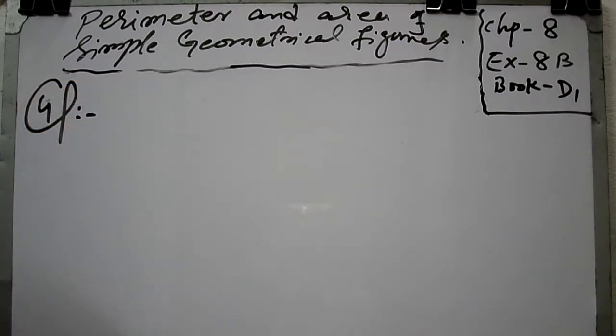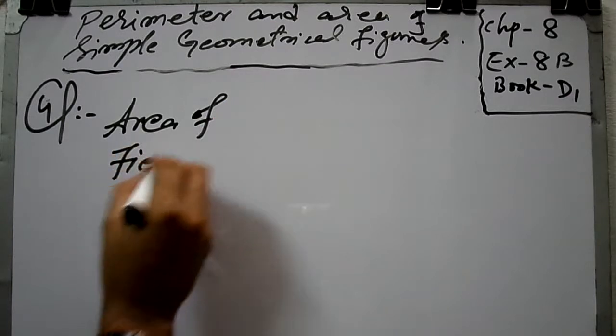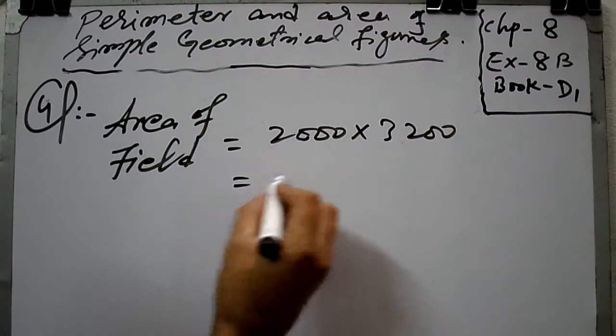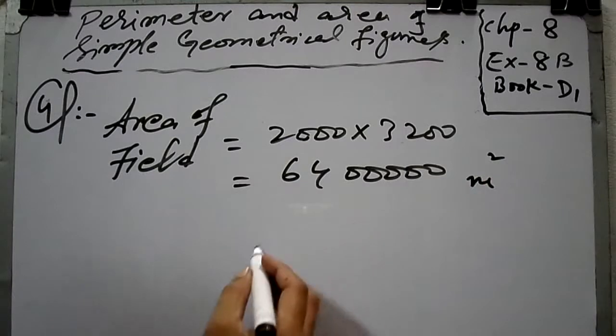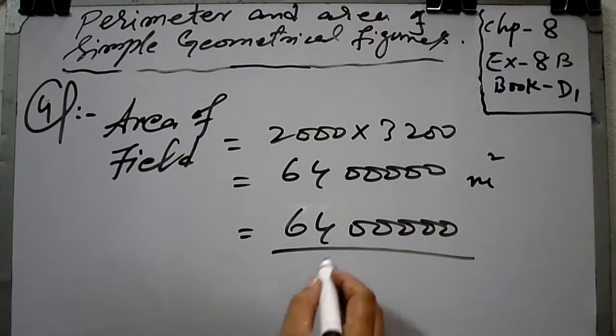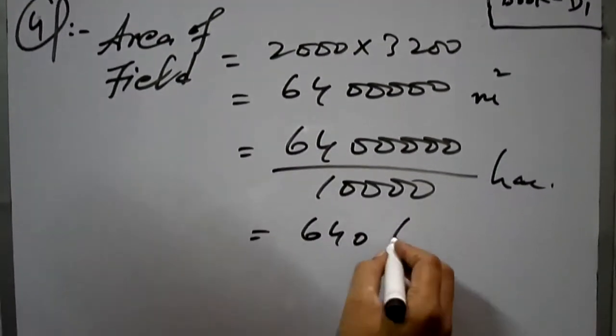In question number 4 we have to find the total cost. What is the cost of spraying insecticides on a field 2000 meter by 3200 meter if the cost is $22 per hectare? 1 hectare is 10,000 meters square. First of all, area of field is equal to 2000 multiplied by 3200, so you will get 64 with 5 zeros, that is your meter square. That is a simple area. So we have to convert into hectares, divided by 10,000, so 640 will be in hectares.